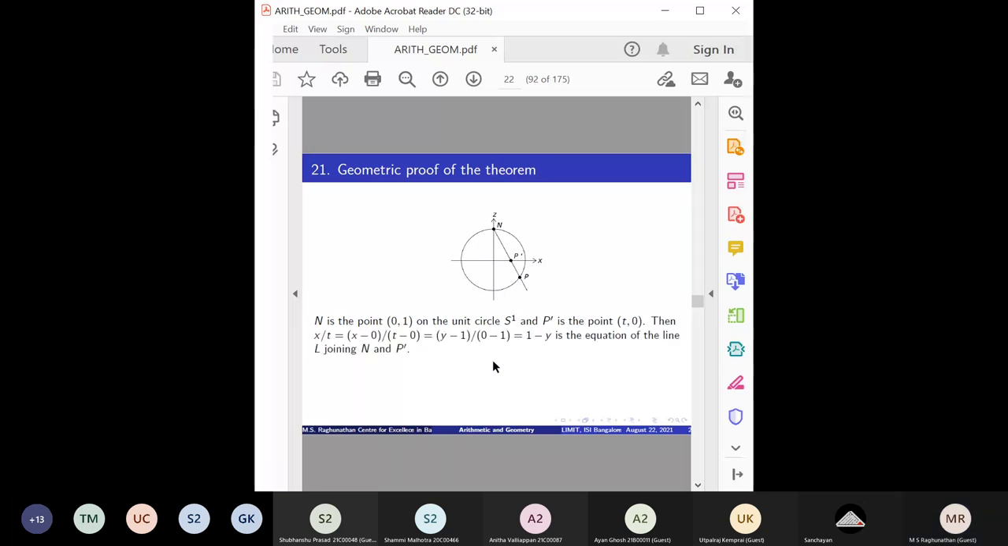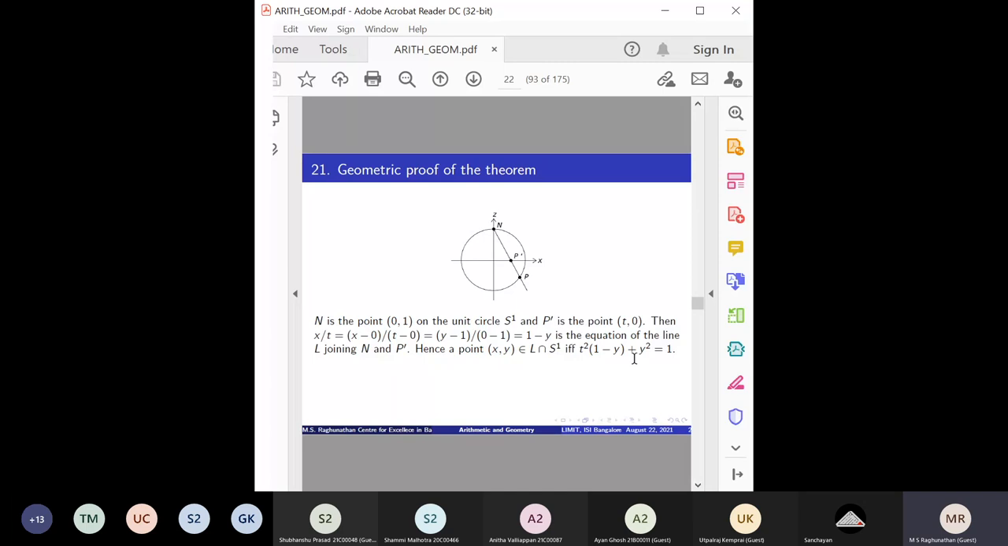What I've done here is to take the line joining N and P, write down the equation of the circle, and from that deduce the intersection point. Take the point N, join it to the point P prime on the x-axis, whose coordinates are (t, 0). Then (x minus 0)/(t minus 0) equals (y minus 1)/(0 minus 1) is the equation for the straight line joining N and P prime.